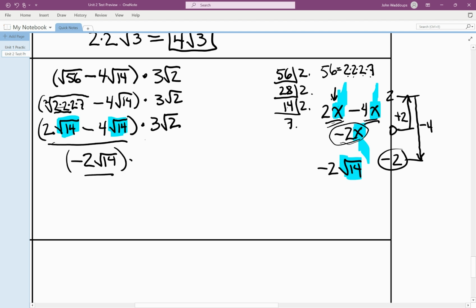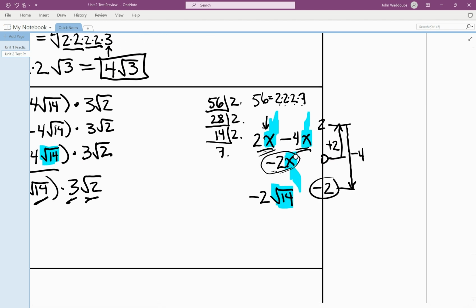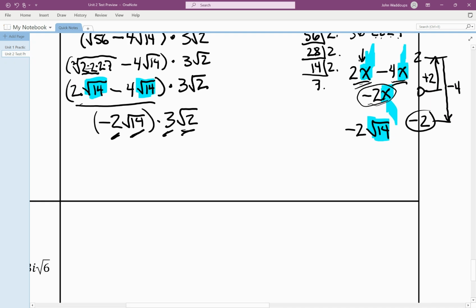And then I've got times 3 square root of 2. Basically I've got 4 factors here: 1, 2, 3, 4. I'm just going to rearrange them so I can multiply what can be multiplied. Negative 2 times 3 is negative 6. The square root of 14 and the square root of 2 can be multiplied, not like addition or subtraction. They have to be the same for them to combine in addition or subtraction, but in multiplication, it doesn't matter. Square root of 14 times square root of 2 is the square root of 28, because 14 times 2 is 28.